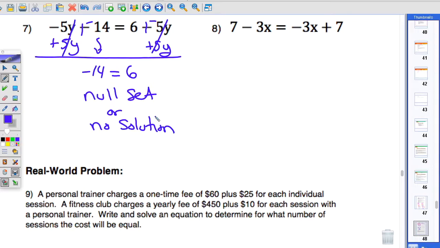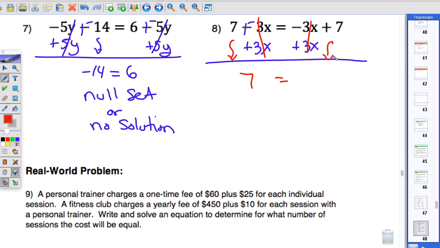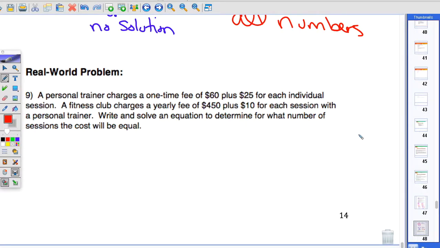Start by changing subtraction to adding the opposite. Get your variable to one side, so we're going to add 3x to both sides. Again, this is another special case: when we add the 3x to both sides, they cancel out. This time we get 7 is equal to 7. This means all numbers work. It means that no matter what you put in for the x, the left side will always equal the right side.